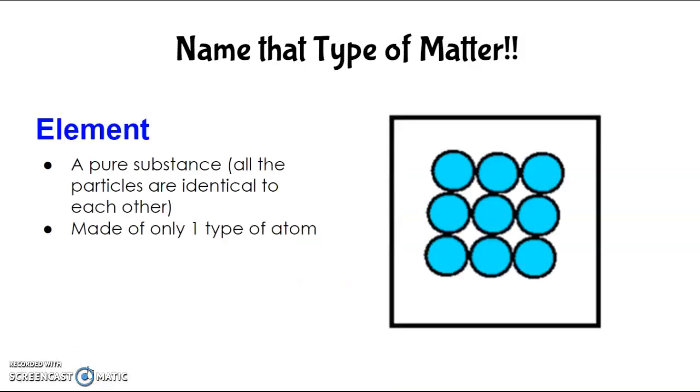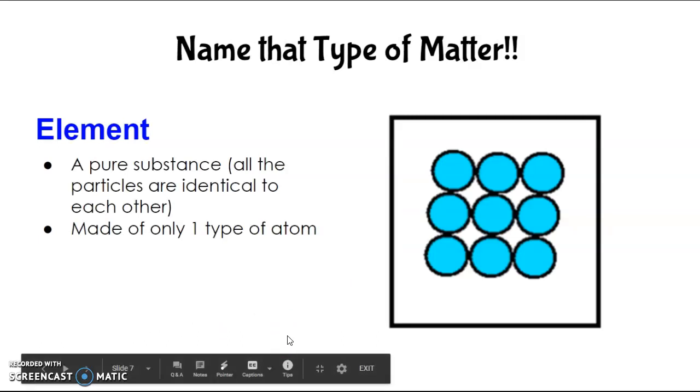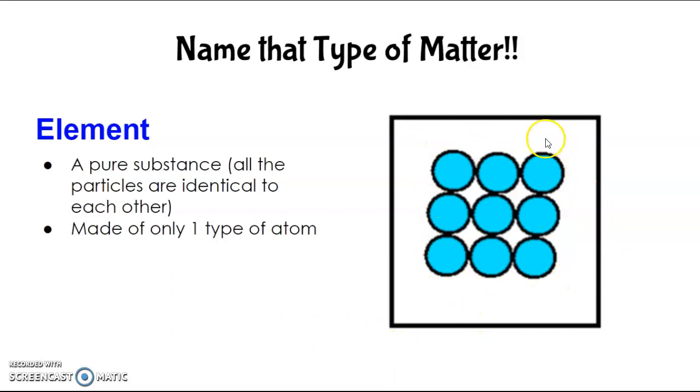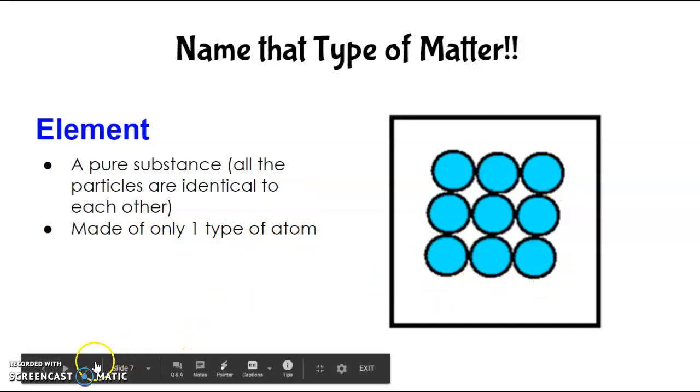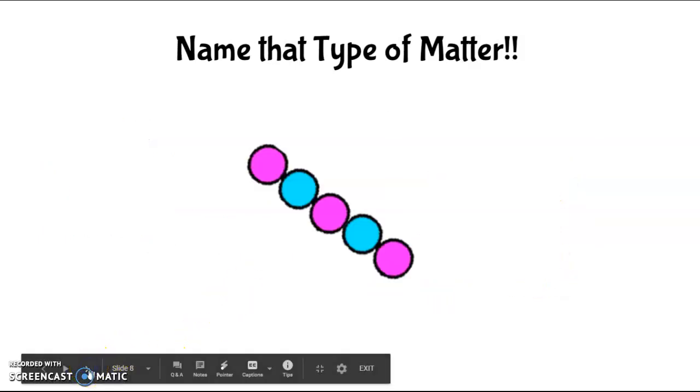So this is an element. It's a pure substance. That means all the particles are identical to each other. Here there's only one particle, this big thing that's all connected to each other, but that means there's only one particle in there. And it's made of only one type of atom, which you can see here because all these little circles are the same color. That means it's the same type of atom. Okay, next one.